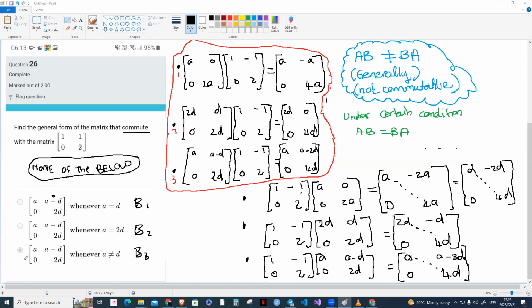So none of these forms can commute with this matrix. I guess he meant to put another option here, but this question is wrong because none of the below options are true. So let's move on to the next question.